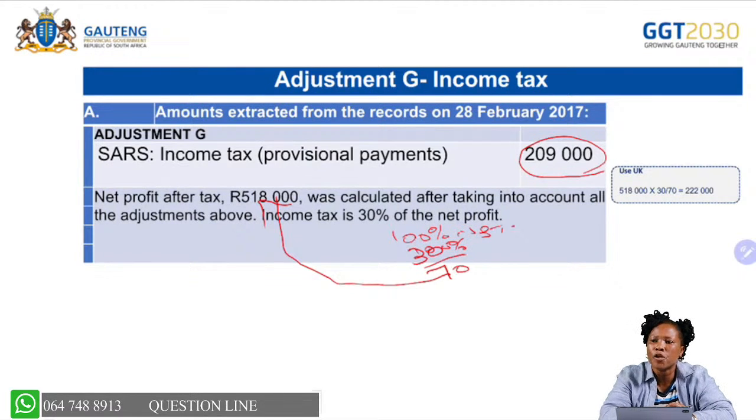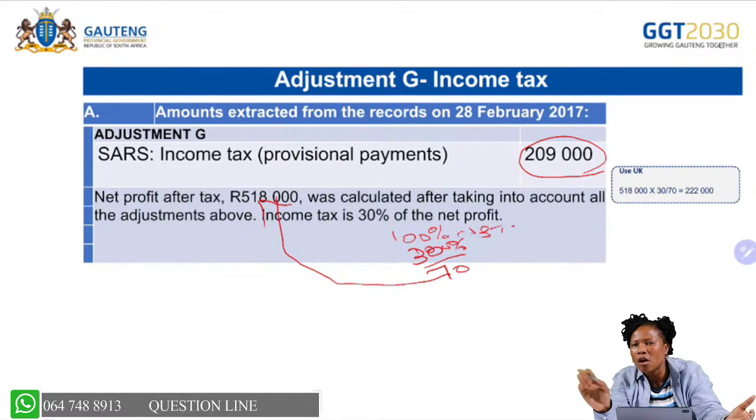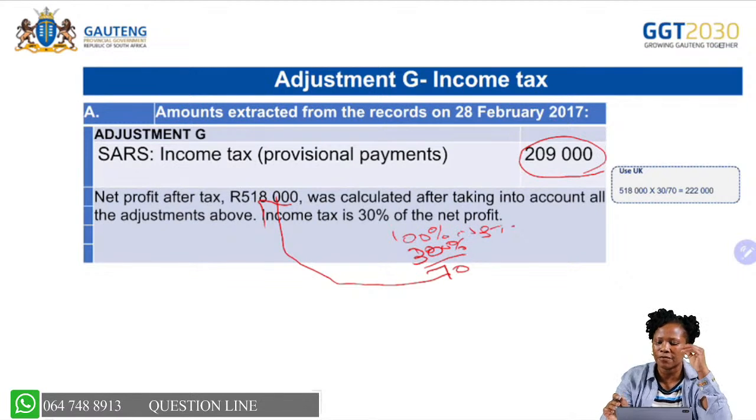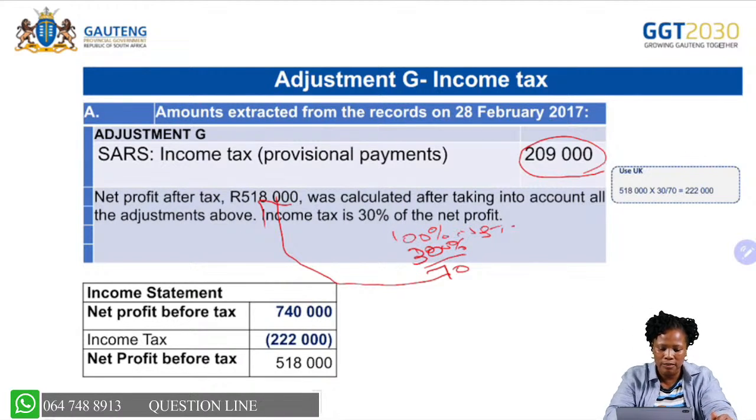This is a very easy, fast calculation. Remember, in an exam, you don't have time. But the longest method for you to use is to say 518,000 divided by 70%, or 0.70. And then that is going to give you net profit before tax, and then you multiply by 30%. So this is a combination of those two steps that I've given you now. Therefore, our tax will be 222,000. Let us check. There's our tax. And I hope you have got this amount when you said 518,000 divided by 70. It should have given you 740,000.